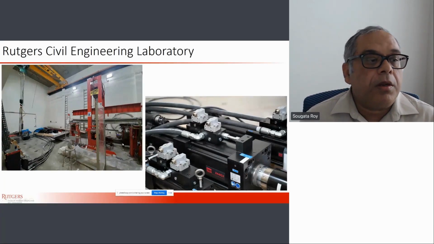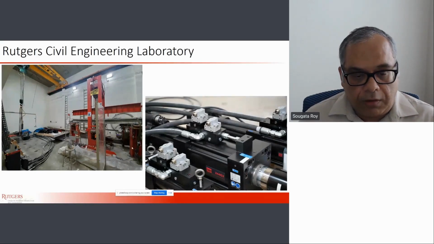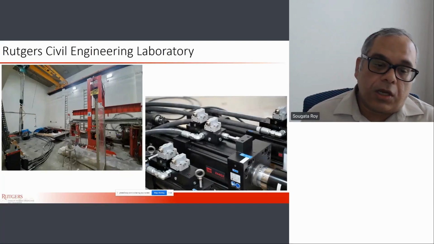These are all MTS equipment. We purchased them recently, as I said, with funding through UTC and Rutgers CAIT, and this is now a new capability within the Rutgers civil lab to do this kind of testing.